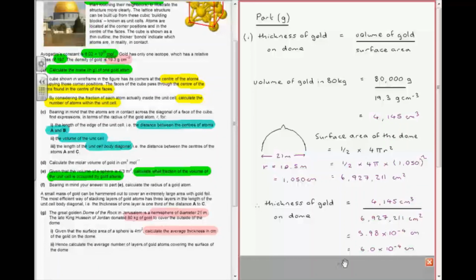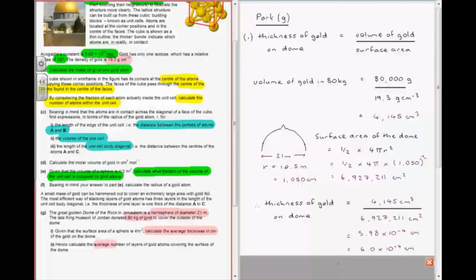In part 2 of the question, you are then asked to use this value to calculate the average number of layers of gold atoms covering the surface of the dome. If we look back at the introduction to part G, we are told that the most efficient way of stacking layers of gold atoms has 3 layers in the length of the unit cell body diagonal, and therefore that the thickness of one layer is 1/3 of the distance from A to C.